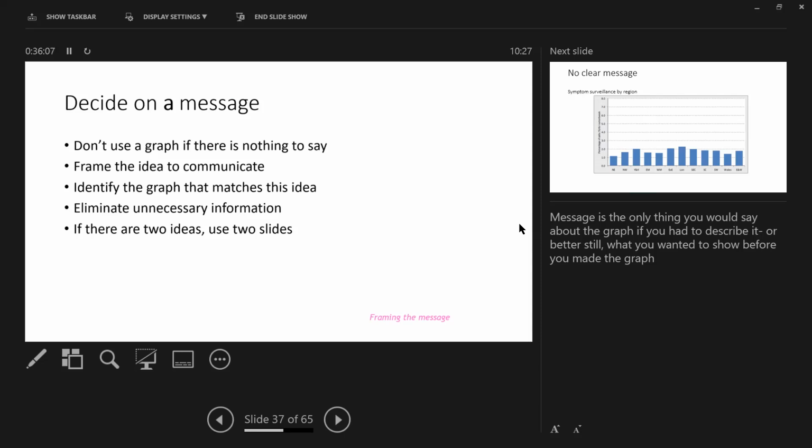If there's no need for a graph in your manuscript, don't put one. Don't put something just because you think, I need a graph. No, you don't. And again, focus on what the key idea to communicate is and eliminate the rest.